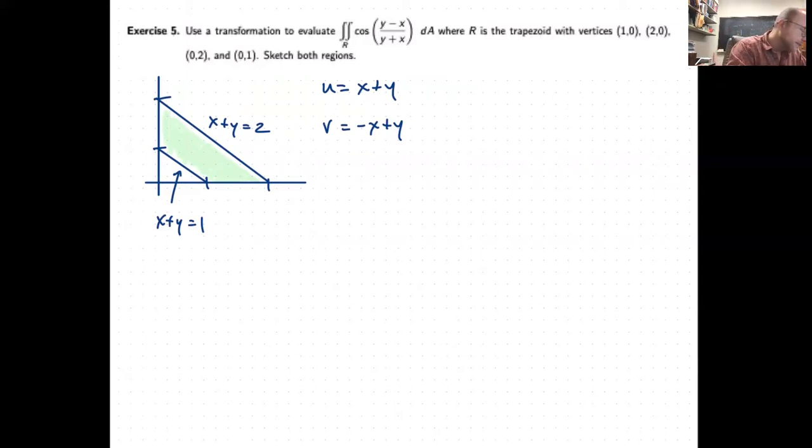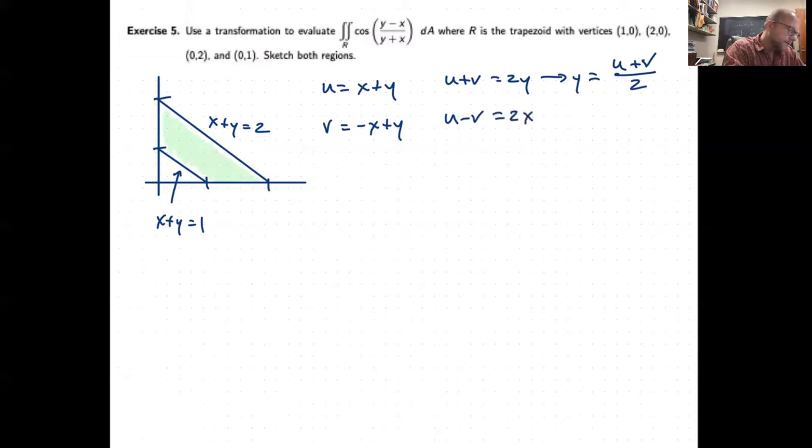So in this case here, if you'll notice, u plus v would be 2y. So that says that y is going to be u plus v over 2. And I can't write very well right now. Then on the other hand, if we were to say u minus v, notice that that would get us a 2x.